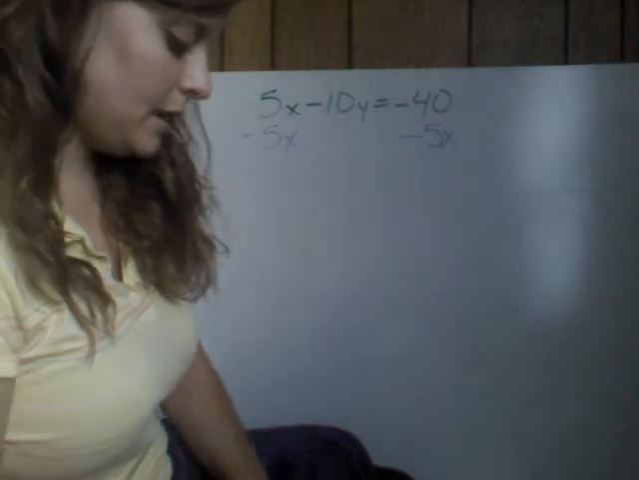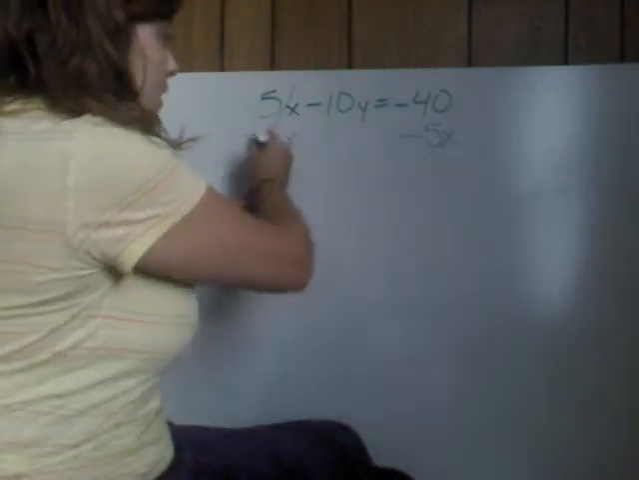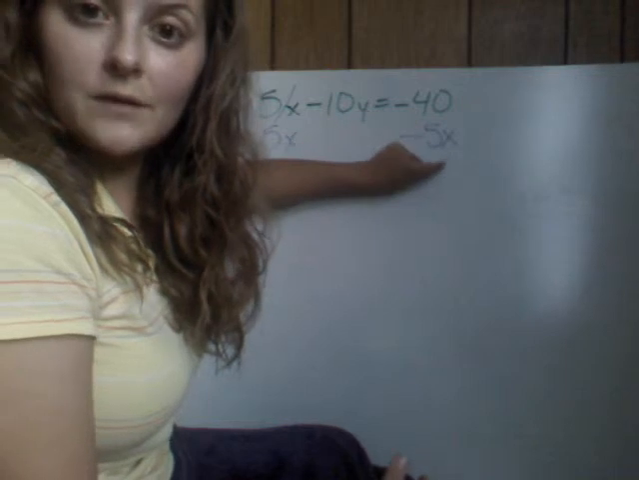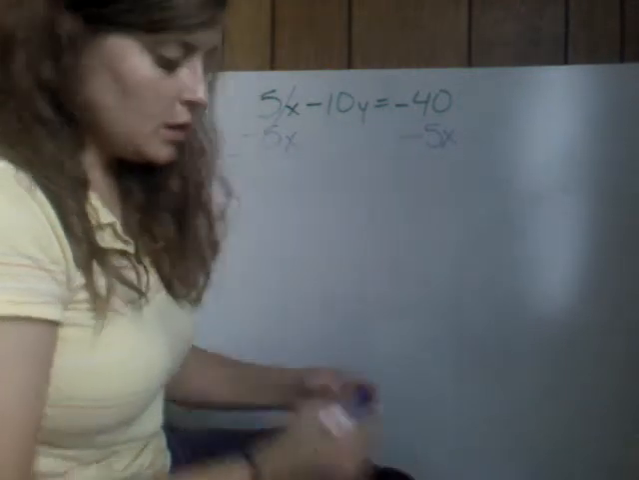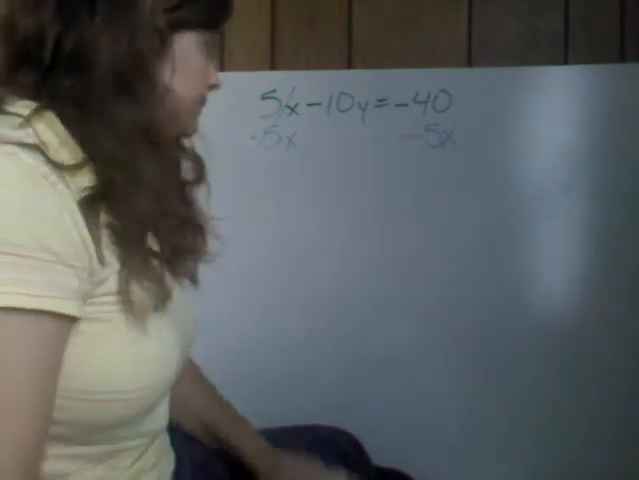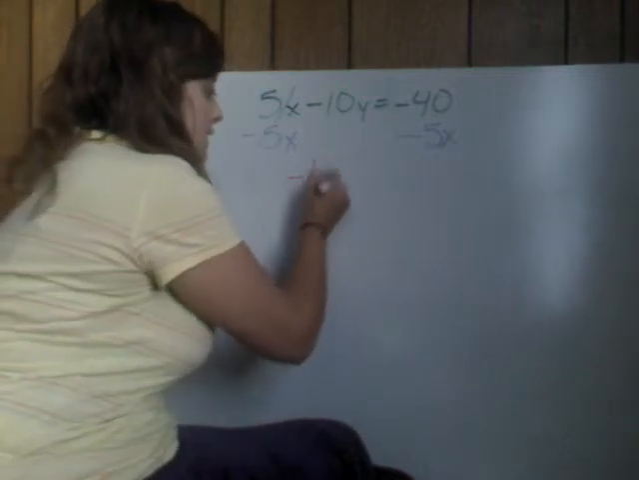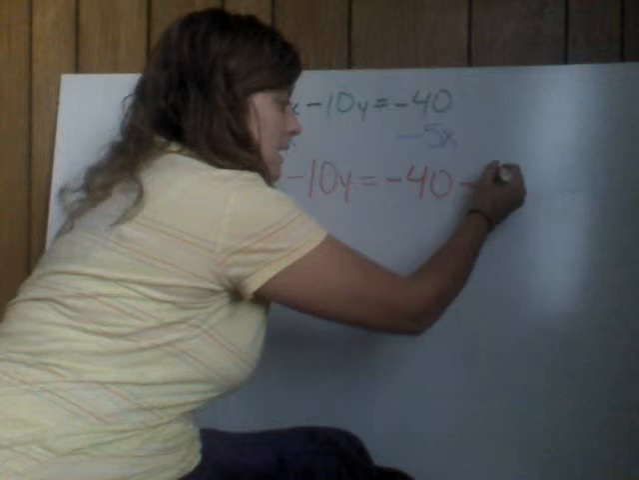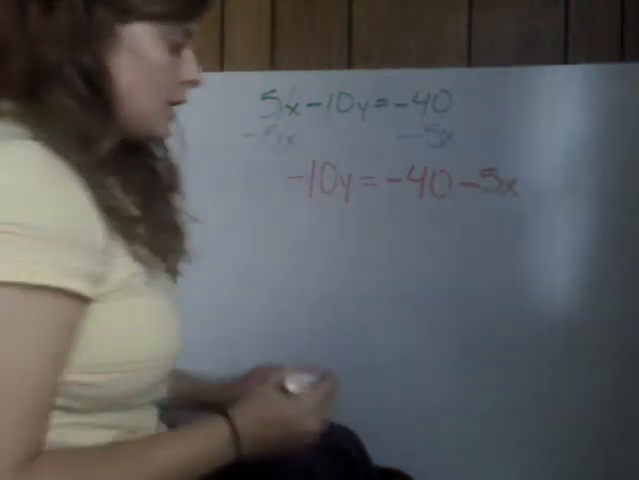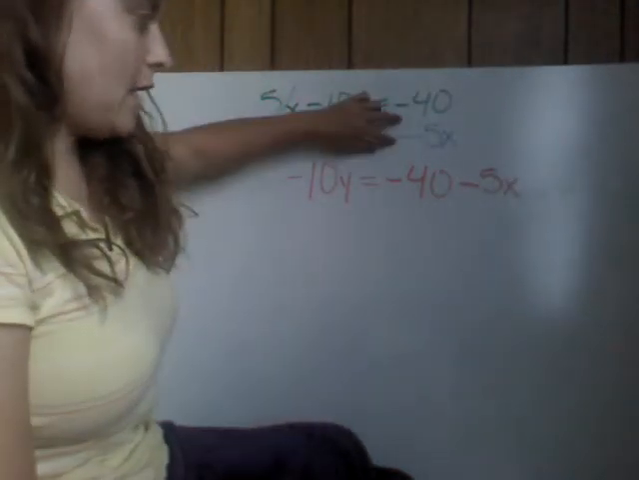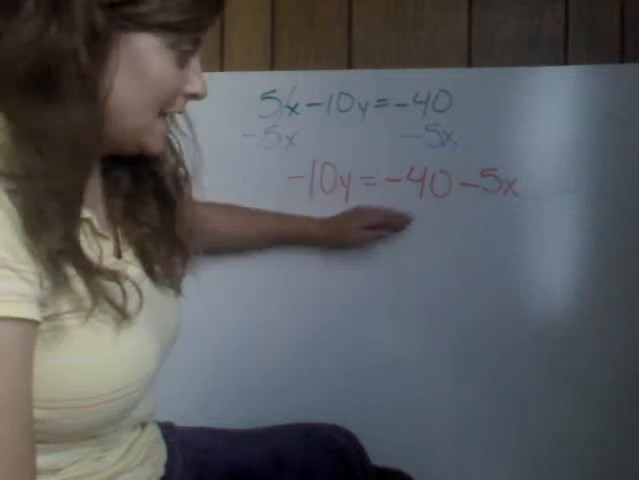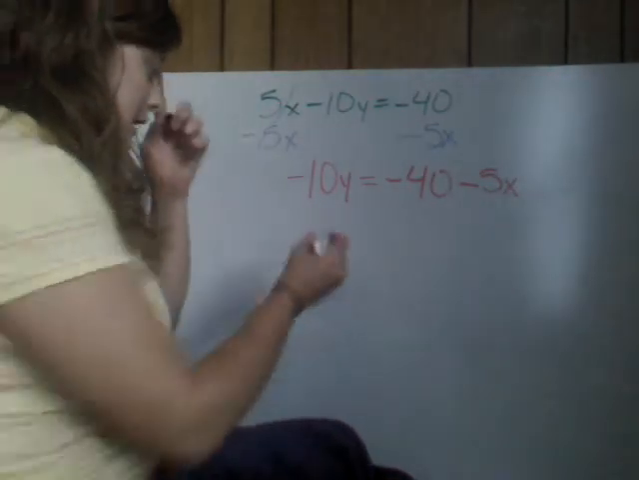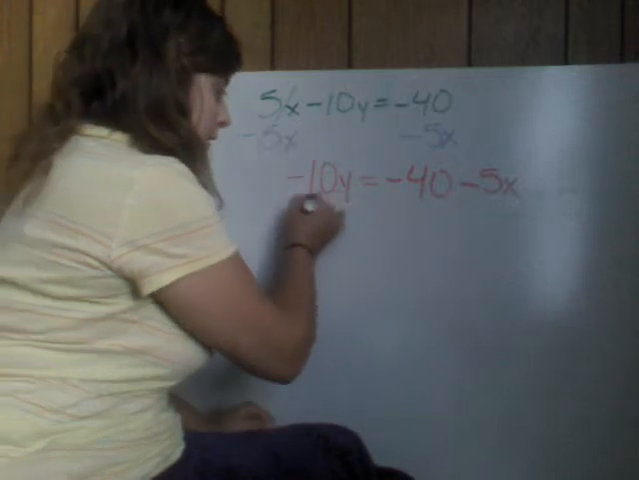Okay. Now, looking at this, these automatically cancel out. Now usually you would combine these, but since there's an x variable here, you're not going to. So it's going to be two separate items. So I'm going to have negative 10y is equal to negative 40 minus 5x. Okay? So see how I didn't subtract this from anything. I just added it to the equation.